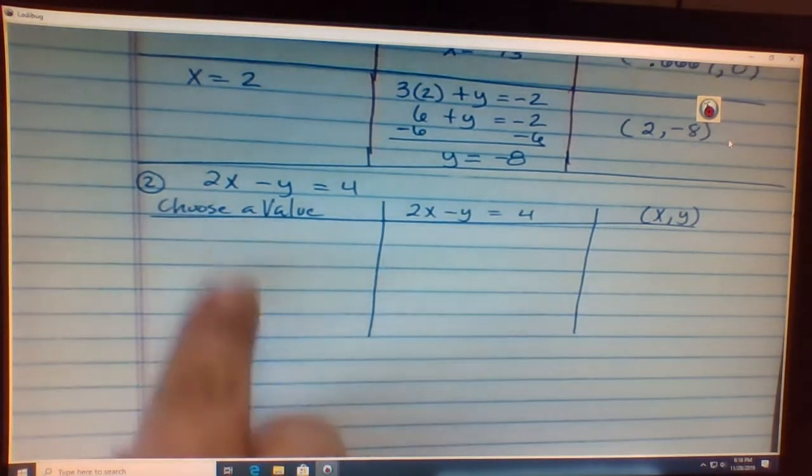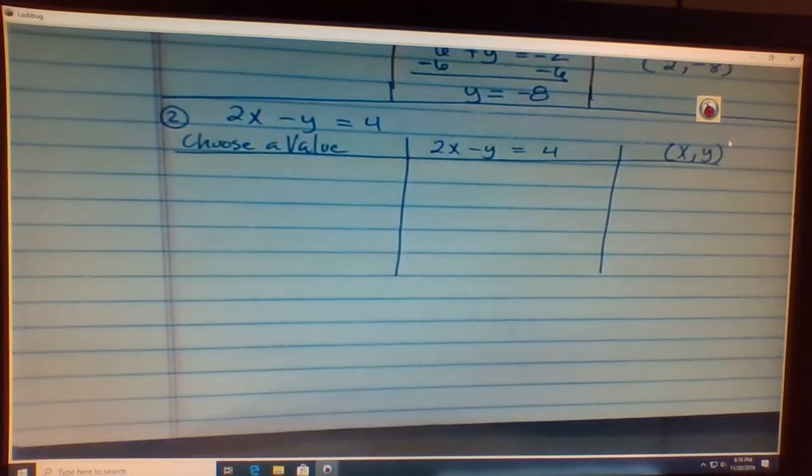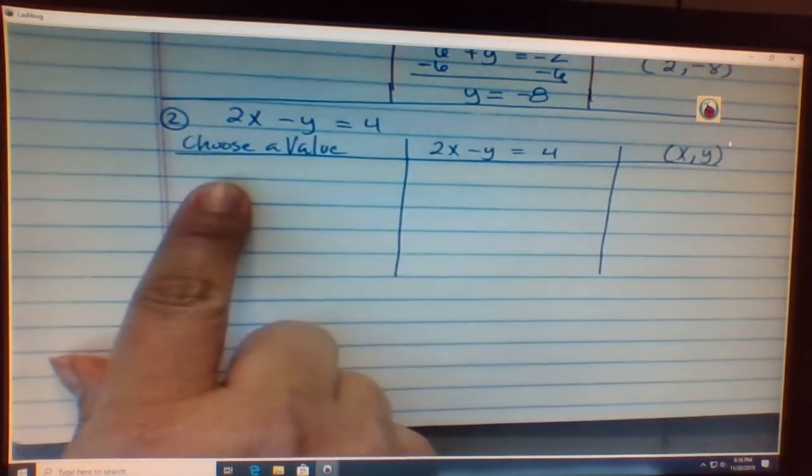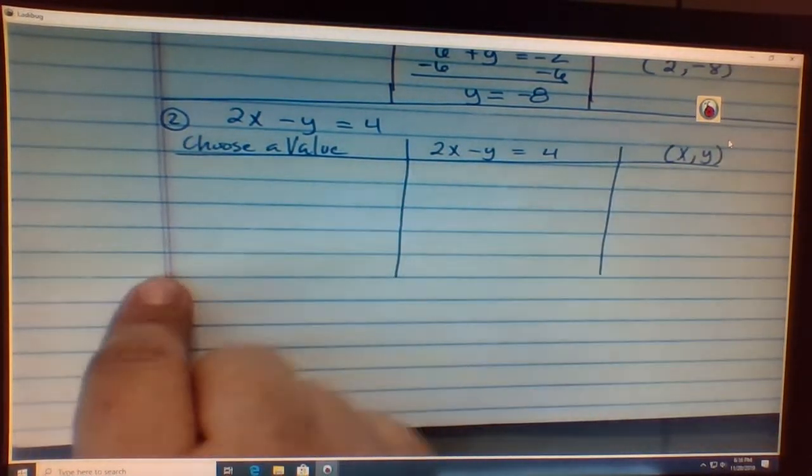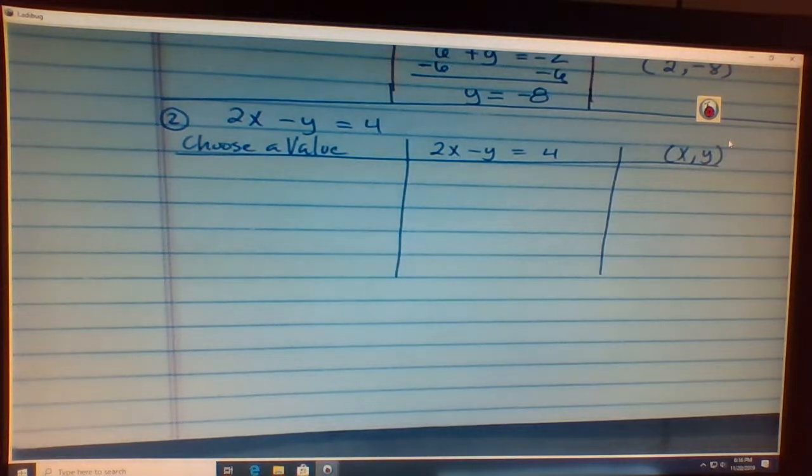Order them ourselves. You choose one number, whether it's X or Y, solve it, choose. Now, don't just pick X's. You know, pick a Y in there just so you can practice with the Y.